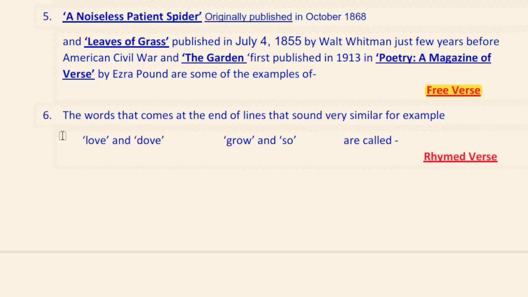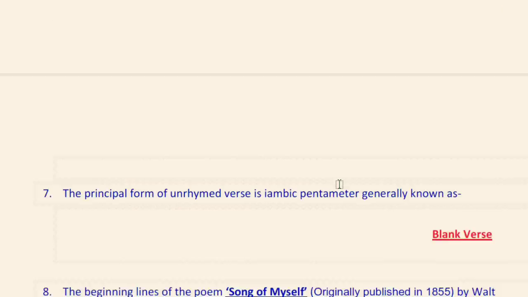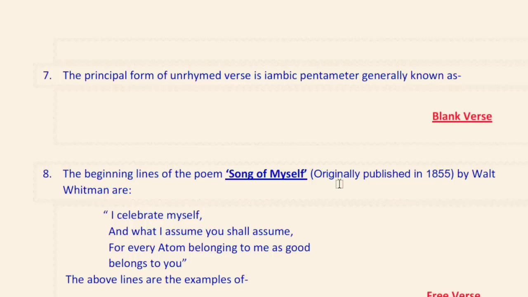Let's see question number 6. The words that come at the end of lines that sound very similar, for example, love and dove, grow and sow, are called. The answer is rhymed words. Let's see question number 7. The principal form of unrhymed words is iambic pentameter, generally known as. The answer is blank verse.